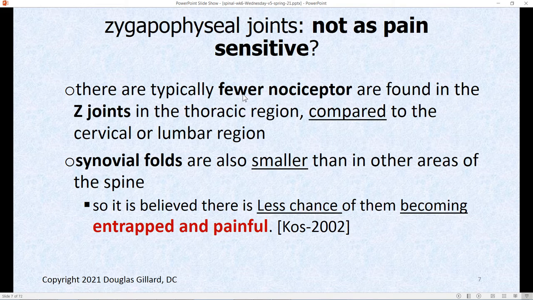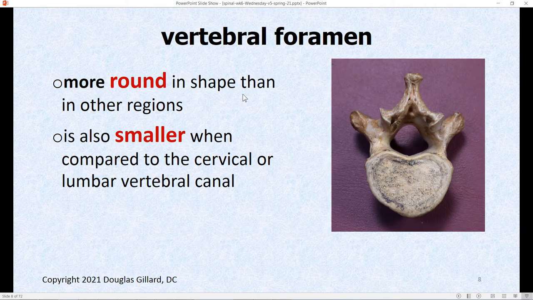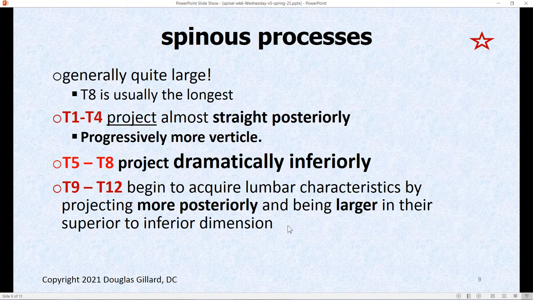All right. A vertebral foramen. And even naturally speaking, the vertebral foramen is smaller than what we've seen. The cervicals are huge. Wait till we get up there, but it's just kind of naturally smaller. It's also more round in shape.